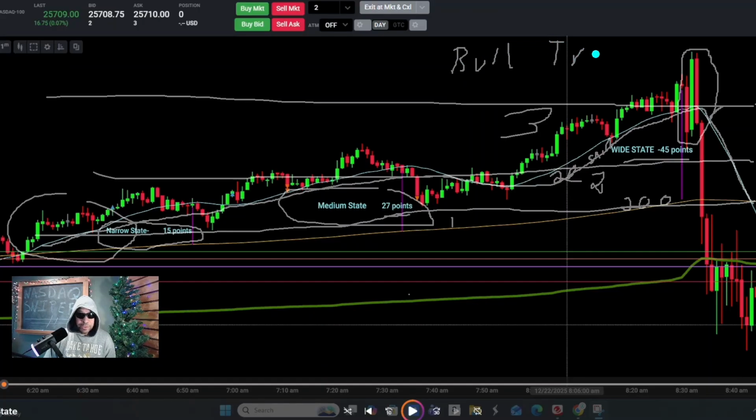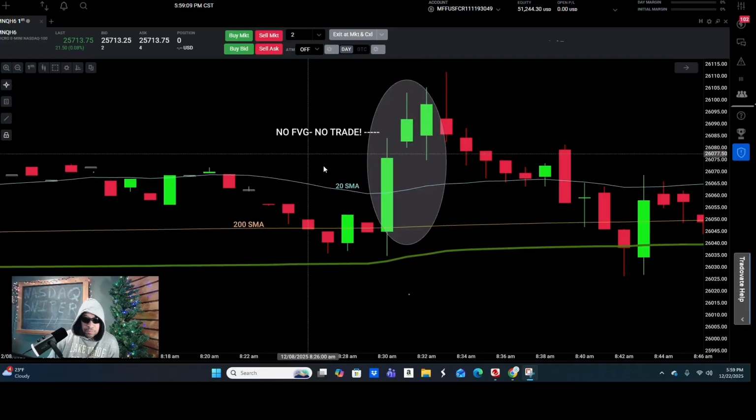Now watch this, this is very important. I'm going to show you a couple more bull traps when there's no fair value gap. So no fair value gap means there's going to be no momentum to the up. Get ready for a sell. So you could just sell the break of this, take it down to the VWAP, make your money. Let's take a look at the next slide.